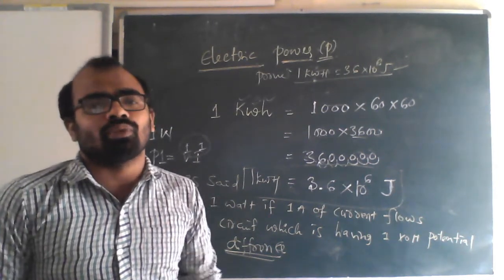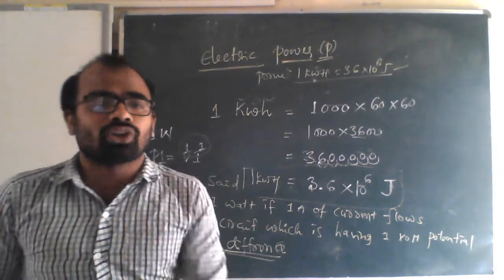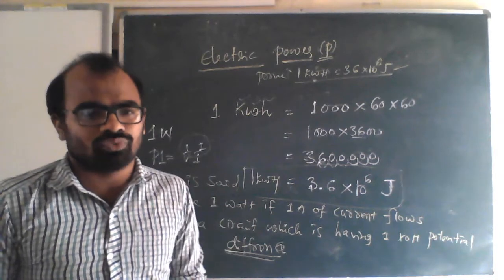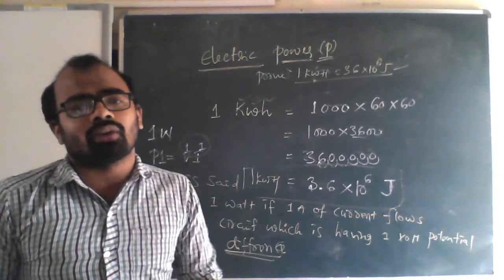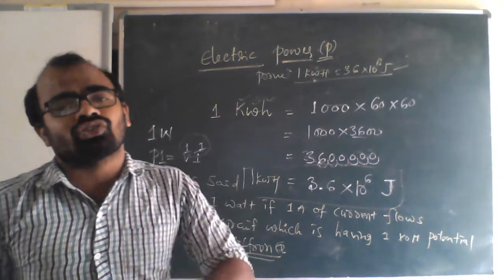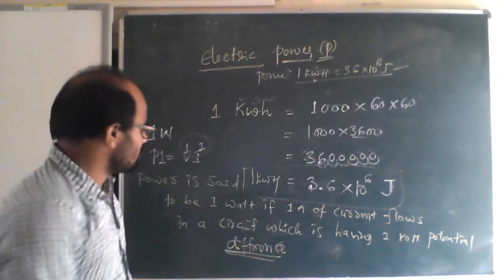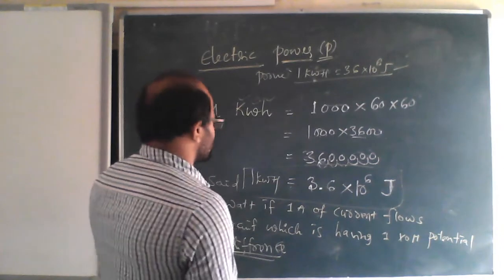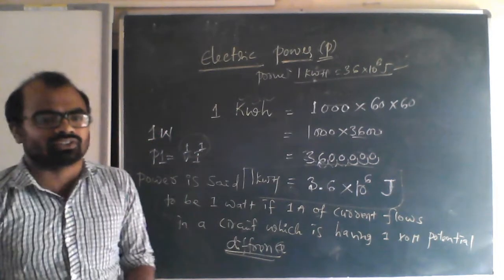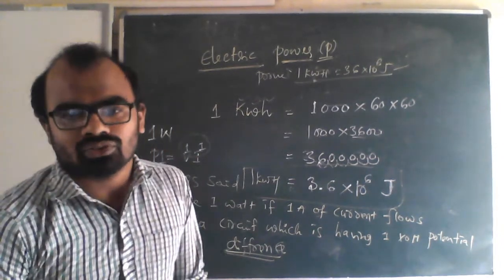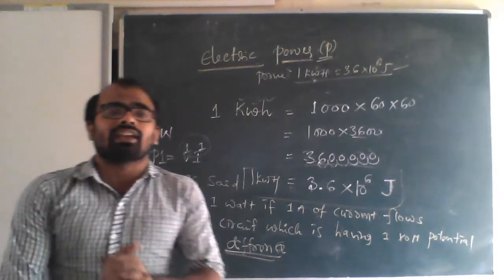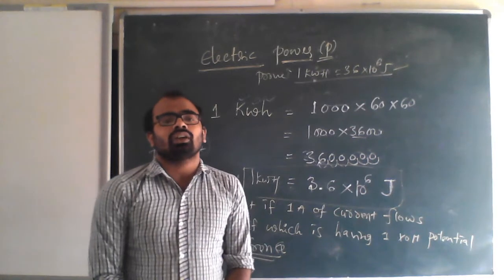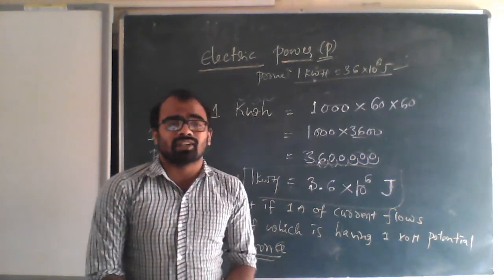So power is said to be 1 watt if there is 1 volt potential difference and 1 ampere current flows through a circuit. You can say it in this way also: if 1 ampere of current flows through a circuit of potential difference 1 volt, or a circuit which is having 1 volt potential difference. Both are the same. So I hope everything is proper with this chapter. So the theory part of this chapter ends.